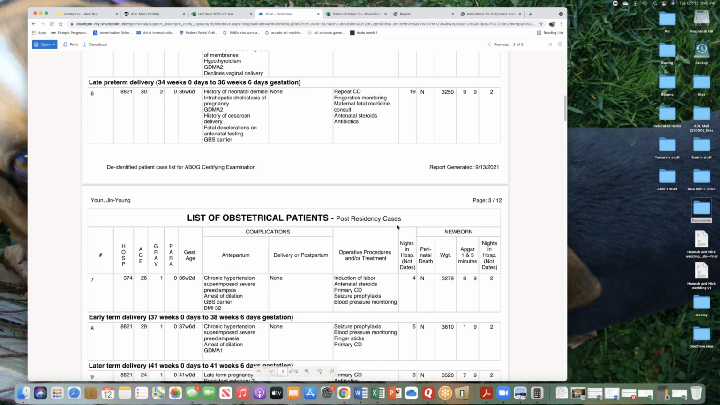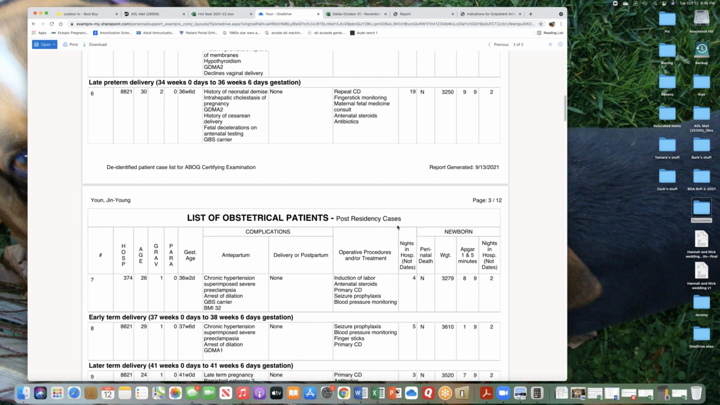Patient number 6. So for those of you who can't see it, 30-year-old G2P0, 36 and 6. History of neonatal demise. She has intrahepatic cholestasis of pregnancy. She's an A2 diabetic. History of C-section. She had decelerations on antenatal testing, and she's a GBS carrier. Repeat C-section, glucose monitoring, MFM consult, steroids, and antibiotics. 19-day length of stay for mom, 3250 grams, and 9 and 9 were the APGARs.